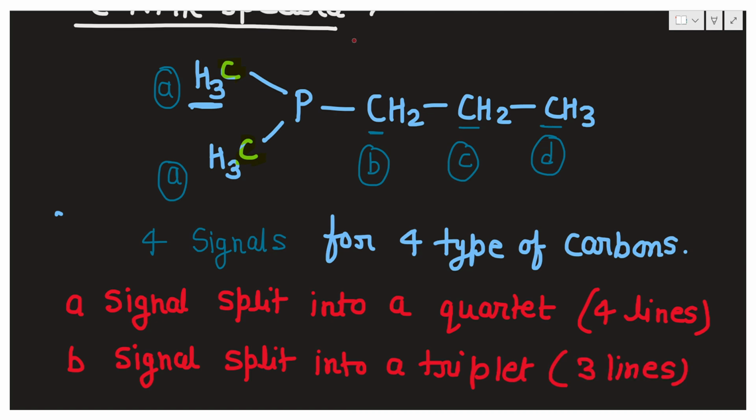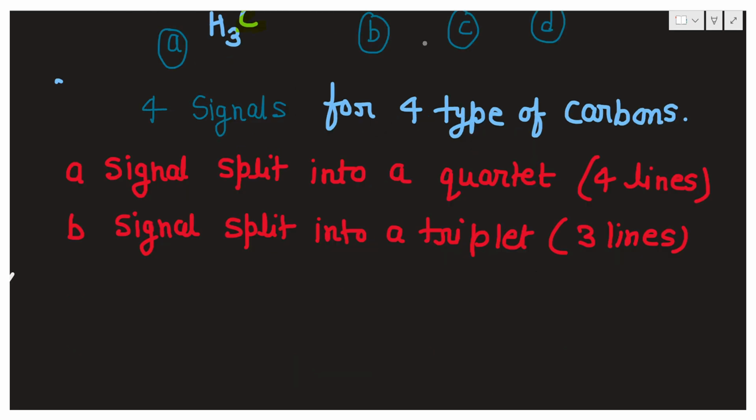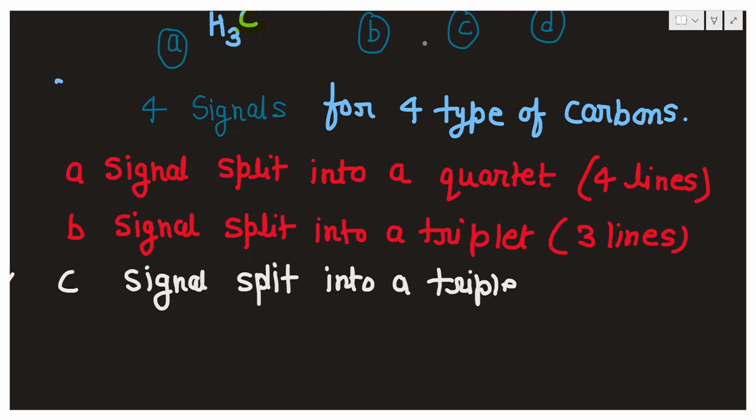Now come to the C type of carbon atom. The C type of carbon atom is in contact of 2 fluorine atoms. So now again the fluorine also has the I value equal to half. So same thing will happen. 2 plus 1 means you are getting 3 lines again here. So we can write here that the C signal splits into a triplet, meaning you are getting 3 lines.